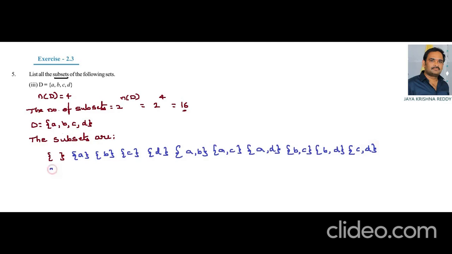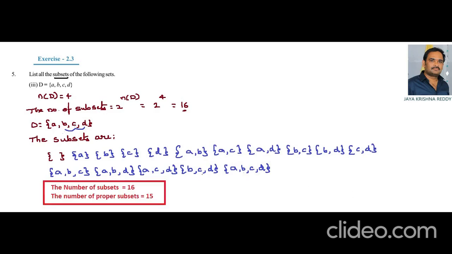Now write the subsets with 3 elements. A, B and C. And then next A, B and D. And A, C, D. And next with elements B, C, D. Now the set with all four given elements, set A, B, C, D. Now these are the 16 subsets of the given set D.